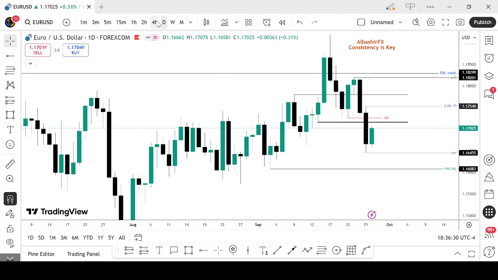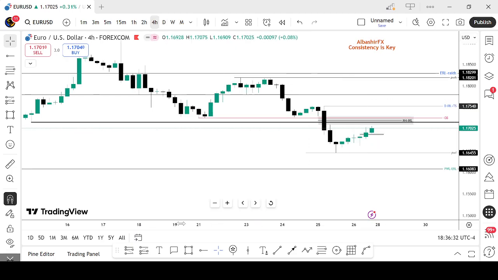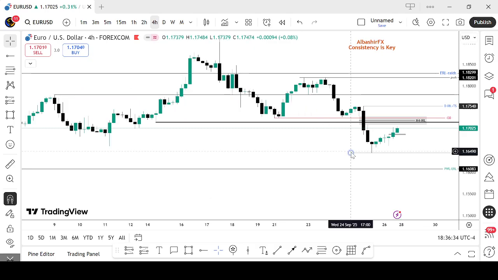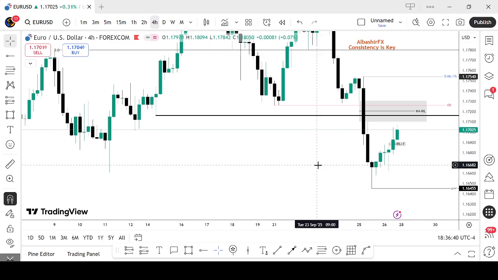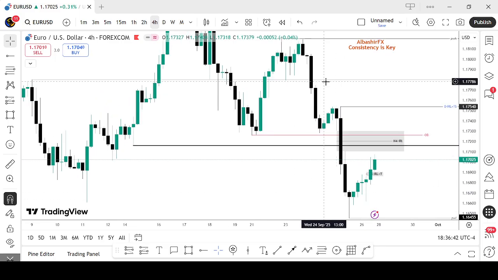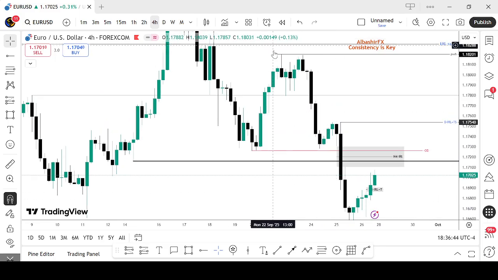So on the 4 hour, where do we see price going and how do we project for the price? All right, so that takes us all the way to this level.